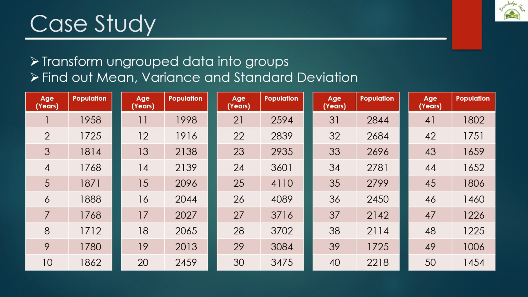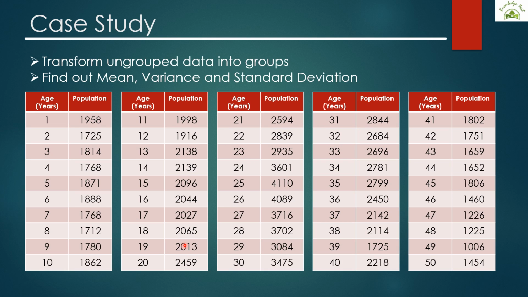As you can see on the screen, there are 1958. This is the count of the citizens who are at the age of 1 year. Similarly, this is the count 1888. This is the count of citizens who are at the age of 6 years. Similarly, this is 2459. This is the count of the citizens who are at the age of 20 years. So this is raw data or ungrouped data.